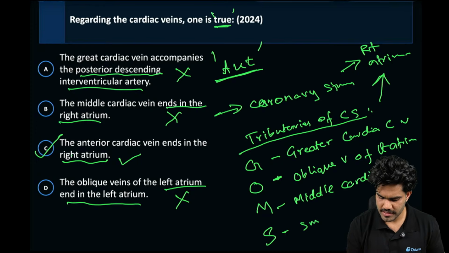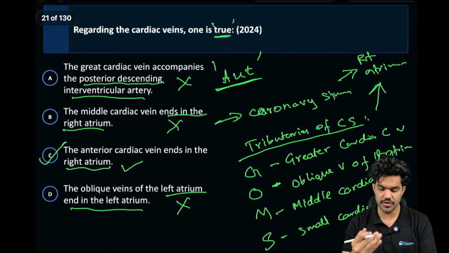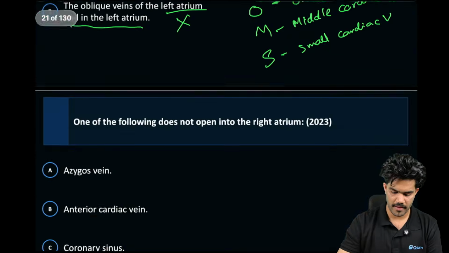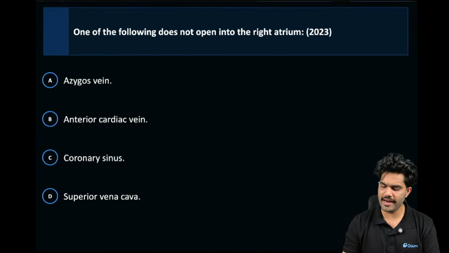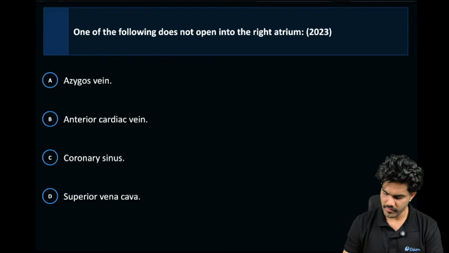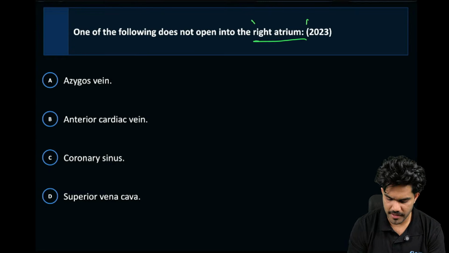S for small cardiac vein. See, if any tributary they ask, you should be absolutely sure. Next, one of the following does not open into right atrium. Let's see. Let's focus. I told you in right atrium we have many.